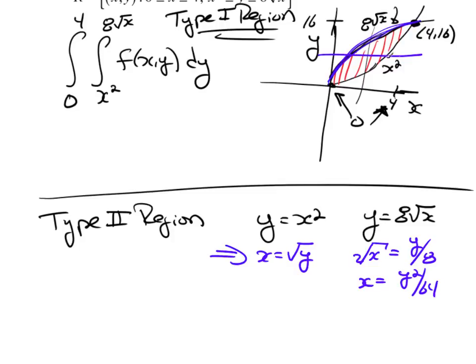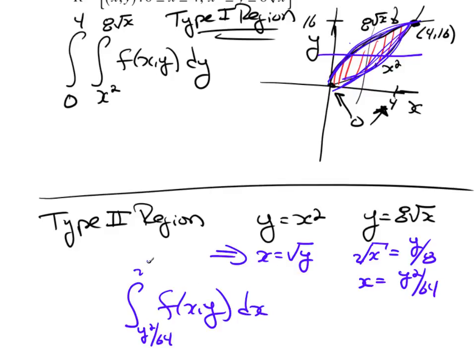That's going to give me my vertical, because basically what we're doing is spinning this around. So what I thought of as y before is now in this direction. I need to go from here to here. So I would integrate this function f of x, y, whatever it is, first with respect to x, going from this function, y squared over 64, to this function, which is the square root of y. That's with respect to x. And then with respect to y, I'm simply going to go from 0 to 16.